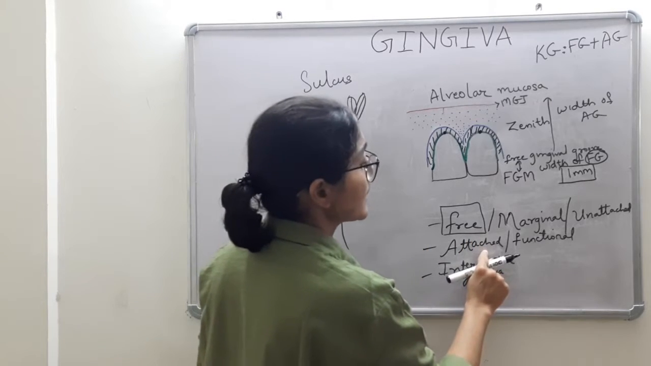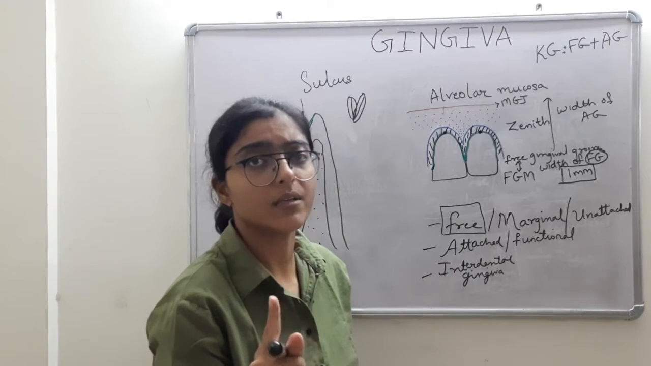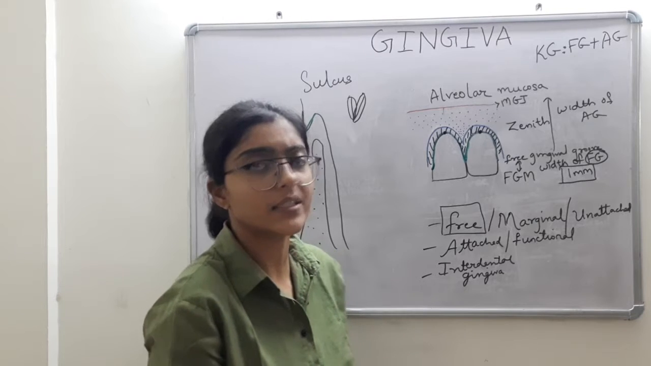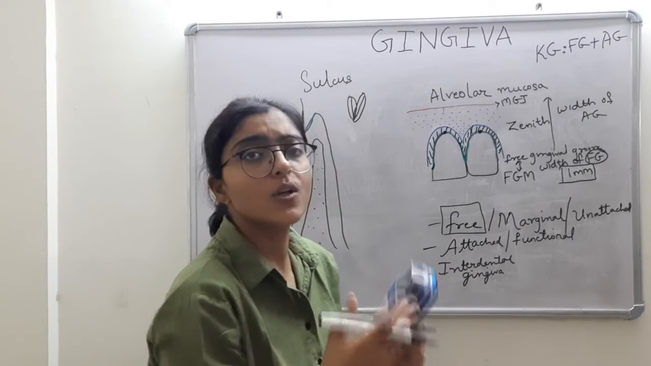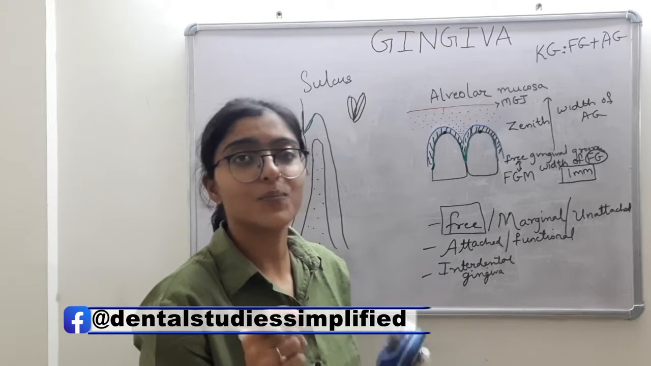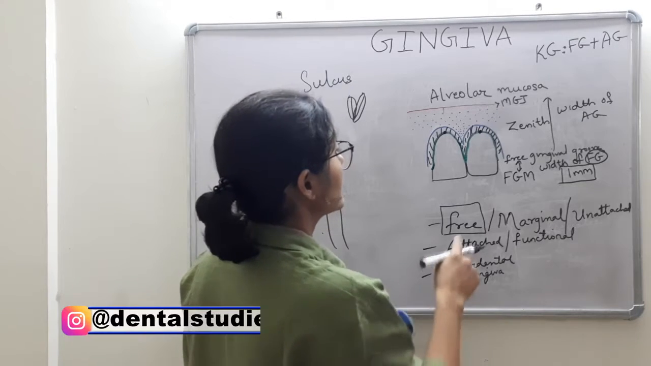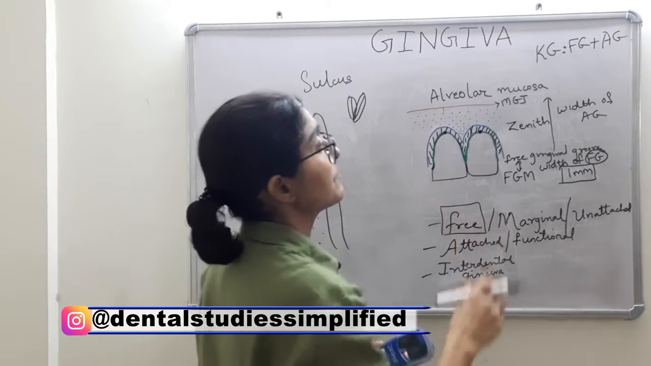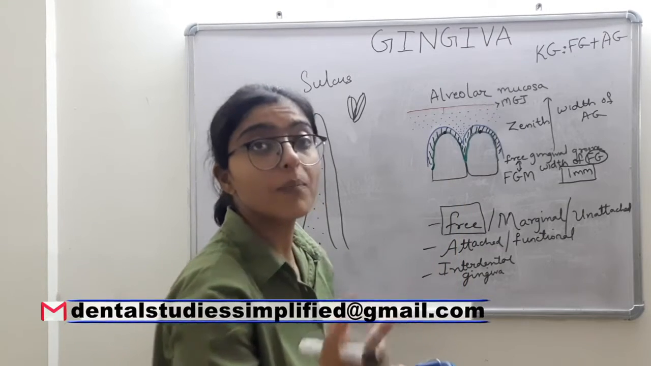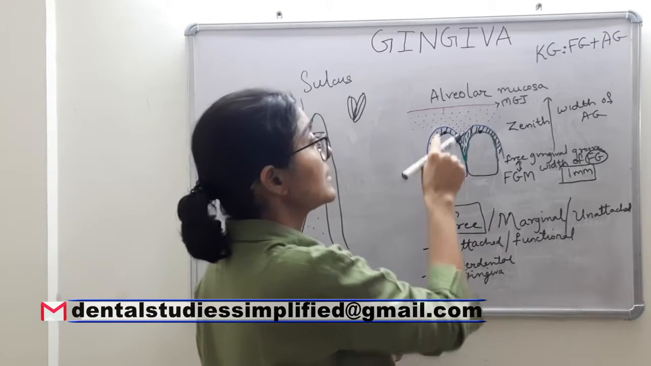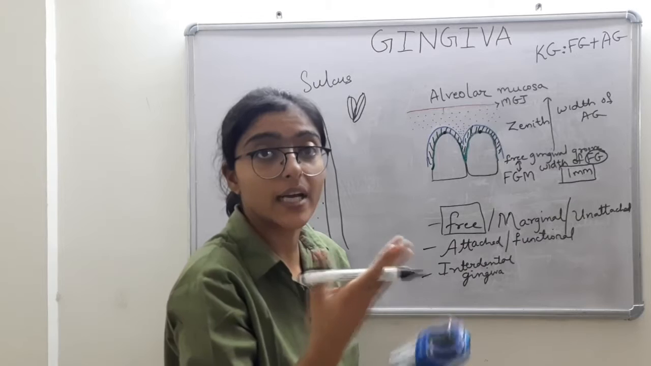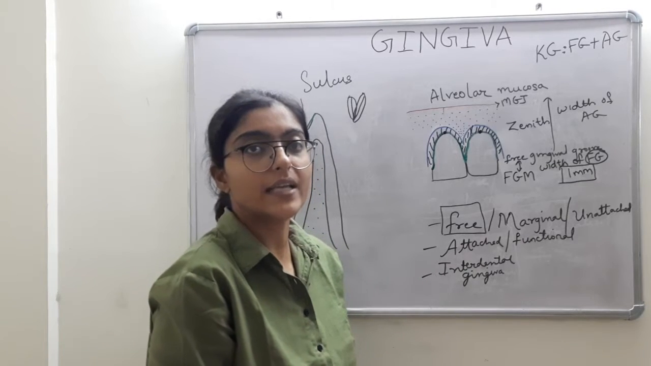Now the width of this attached gingiva is highly variable. It is not the same on all the teeth. It is highest in the incisors, lowest in the posteriors, that is premolars. And this attached gingiva is stippled. These dots, orange peel appearance, because it is stippled. These stipplings are representative of it being firmly bound to the underlying structures.